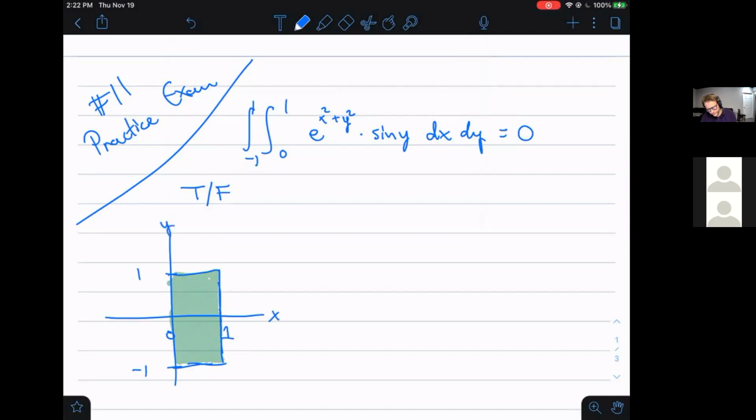X, Y. The answer to this ends up being zero. And this is kind of a clever thing that you have to do with this.